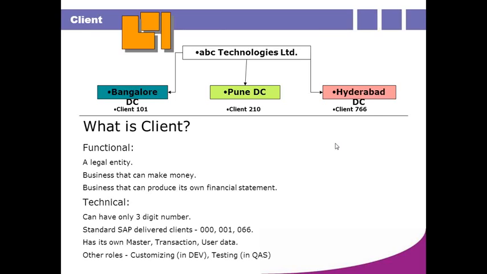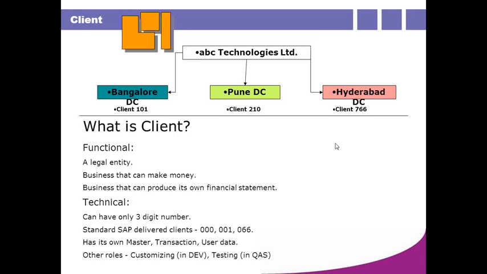I want to keep all the data in the single database physically, and I don't want to allow the Bangalore team, or the persons who are logging into the system from Bangalore, to see, touch or modify the Pune and Hyderabad data. In the same way, Pune should not touch the Bangalore and Hyderabad data, and Hyderabad should not touch Bangalore and Pune data. How is it possible?